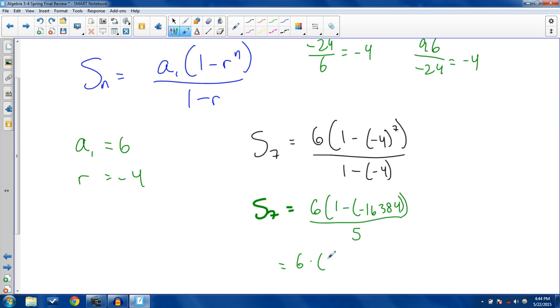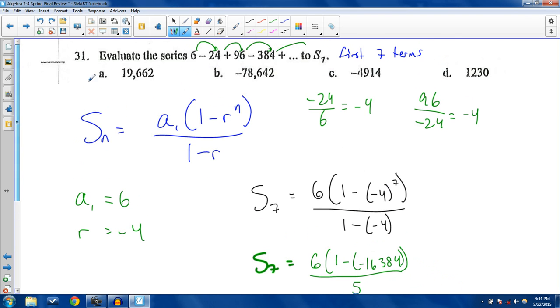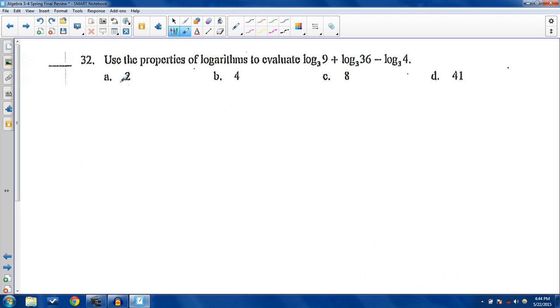So 6 times 16385 all over 5. Go to the calculator here. I'm getting a number like 19,662. And that is A. So I'm getting A for number 31. And so is your booklet. I don't even know how many problems we have left. I know that I end on, oh yeah I do. We have 1, 2, 3, 4, 5, 6, 7, 8 more problems.